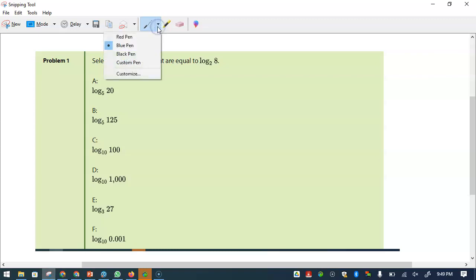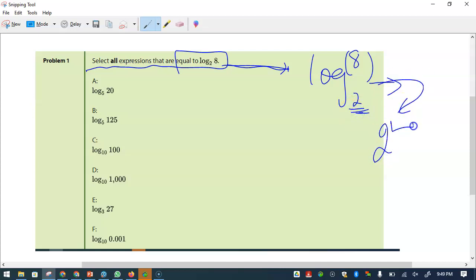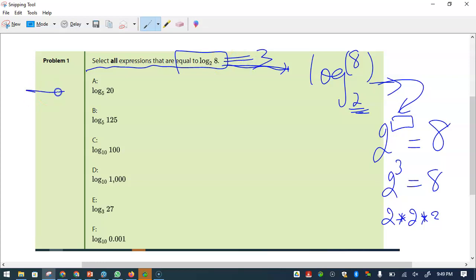So select all expressions that are equal to log base 2 of 8. What is this? Logarithm of 8 to the base 2 is asking a question: how many times do you multiply 2 to get 8? And you can see 2 raised to 3 is 8, so 2 times 2 times 2. So this answer is going to be 3, and you are looking for which among these gives 3.